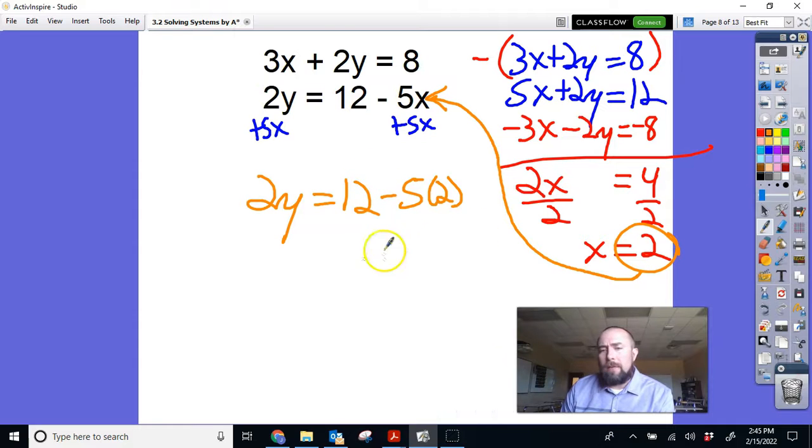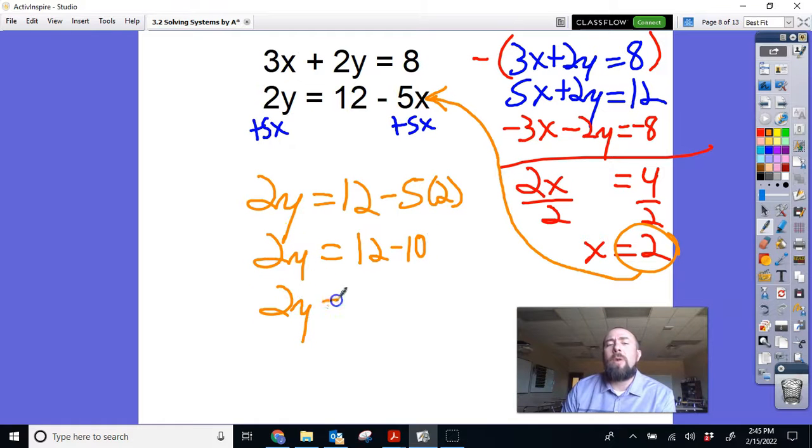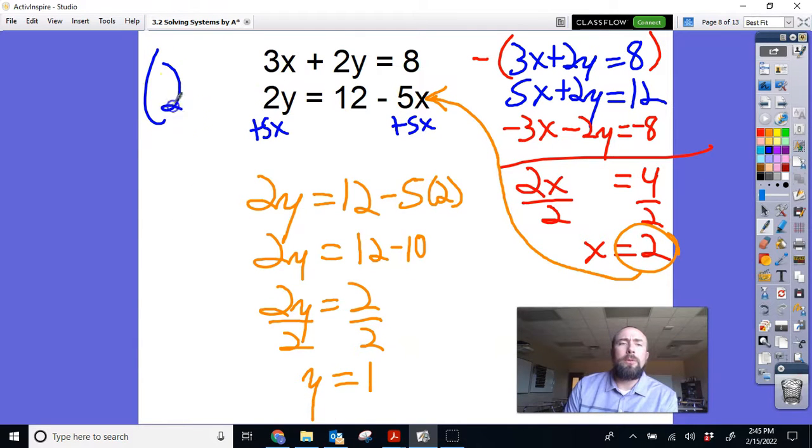So then you just solve this. Again, pause if you want to. 12 minus 10 here, because 5 times 2 is 10. That gives me 2y equals 2. Divide by 2 here, and that will give me y is equal to 1. Again, x is 2, y is 1. If you go through and plug those numbers for that point in, you will get both of those equations to work.